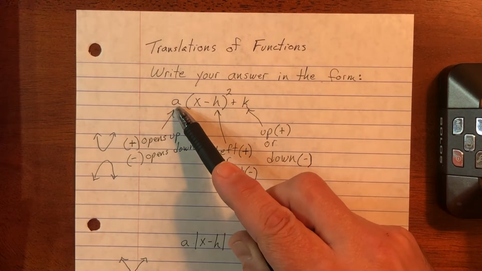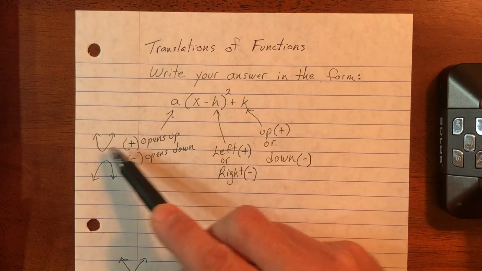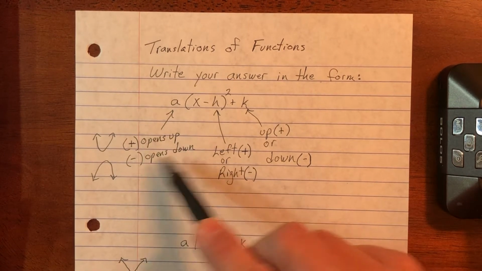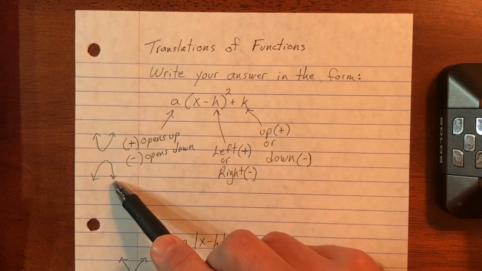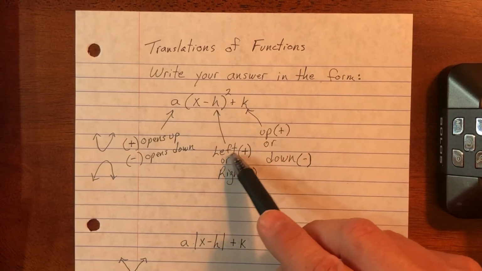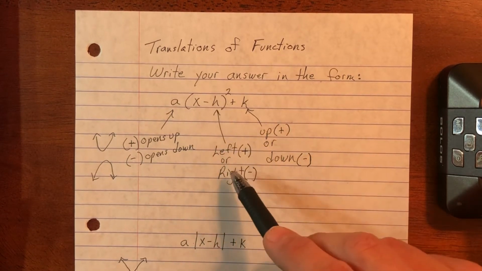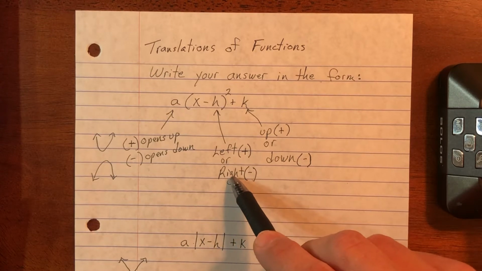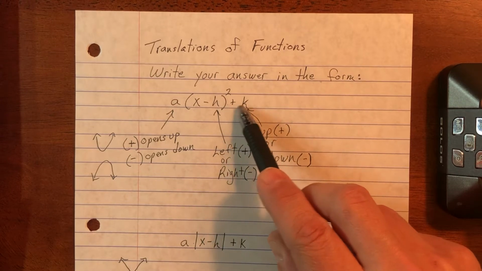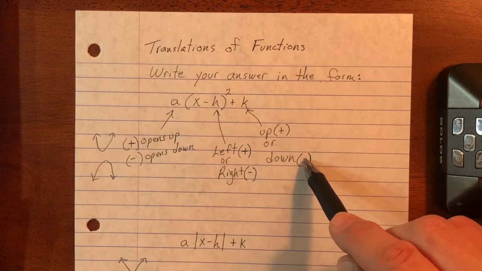The coefficient a in front, what you want to look for there is if it's positive, that means the parabola is going to open in an upward direction, and if it's negative, it is going to open in a downward direction. Okay? If this h is positive, then there's going to be a translation to the left that many units. If it's a minus, then it's going to be translated that many units to the right. And plus or minus k at the end is either up for plus or down for minus.